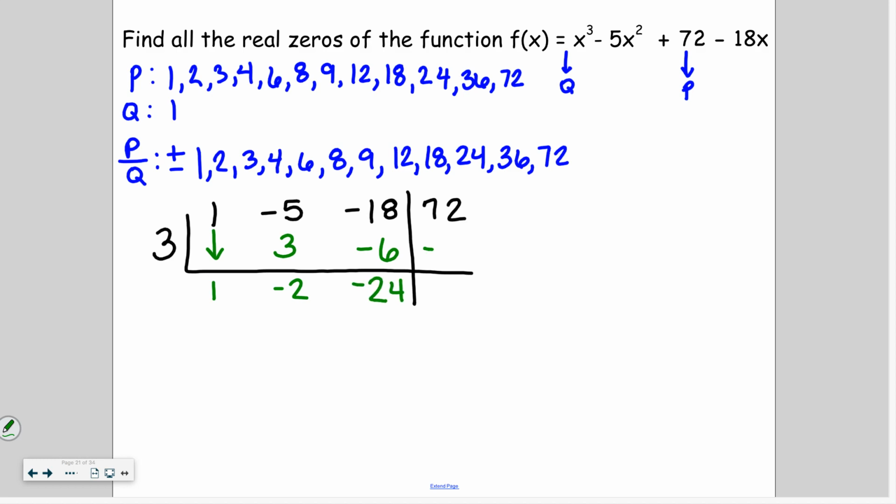3 and -24 is -72. So that gives us 0. That one worked. All right, so our first one is x is equal to 3. Now I'm going to continue on.